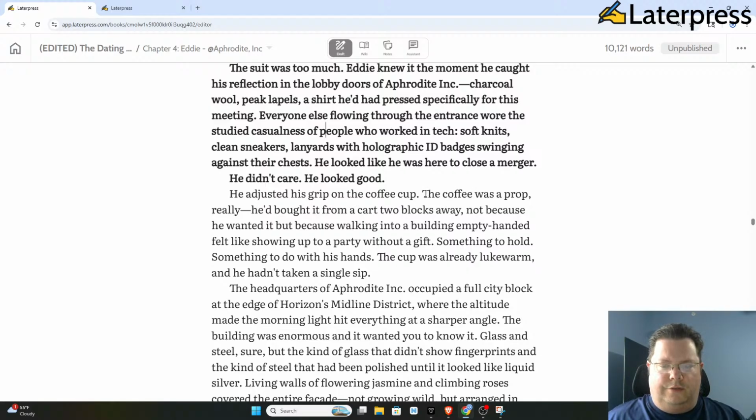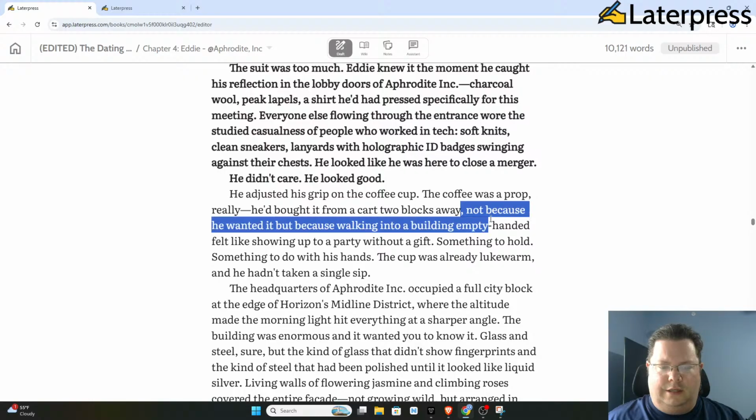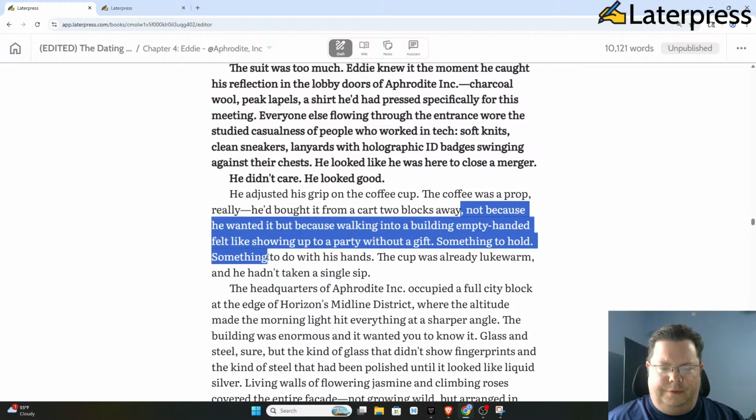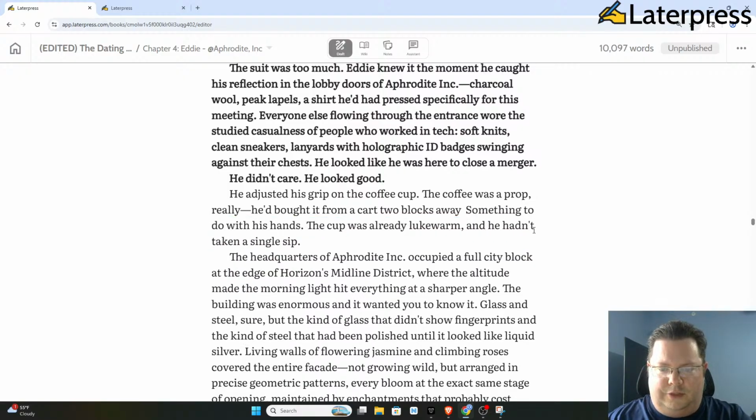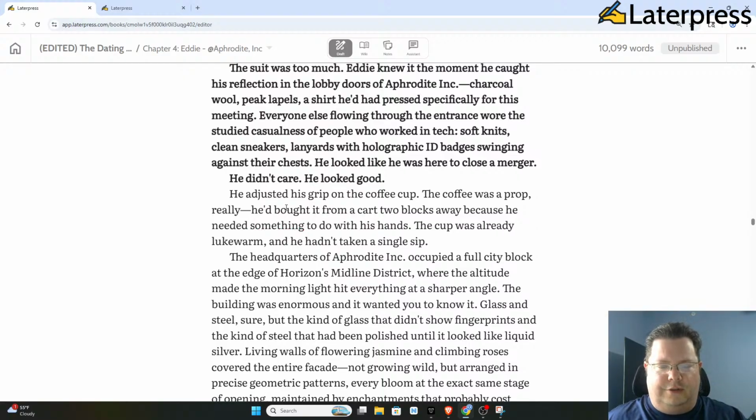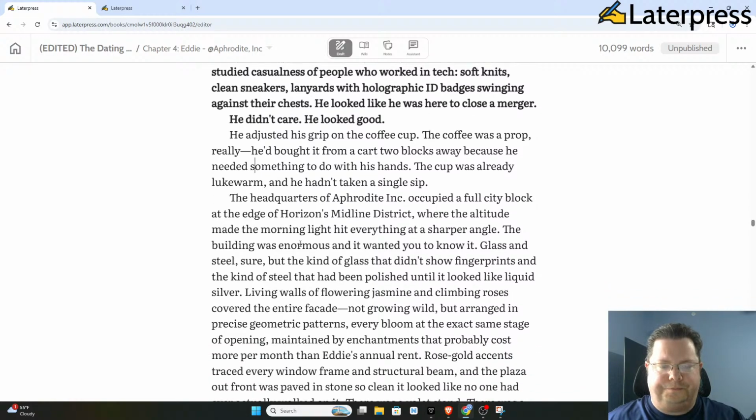All right, I think we can prune this easily. The coffee cup was a prop, really. He bought it from a cart 2 blocks away, because he needed something to do with his hands. The cup was already lukewarm and he hadn't taken a single sip.